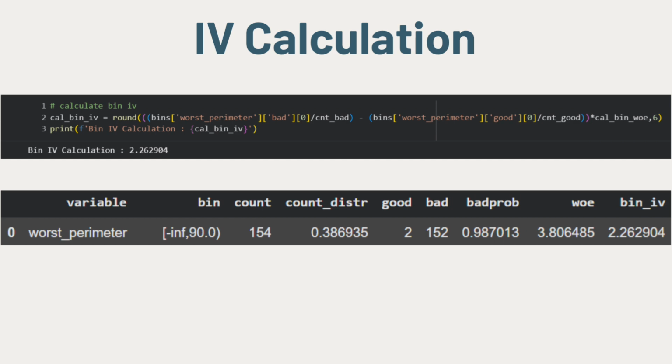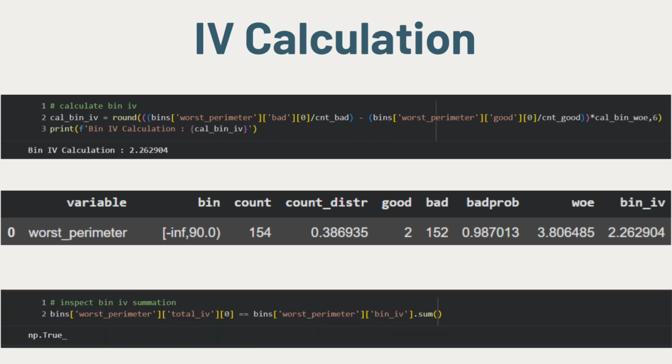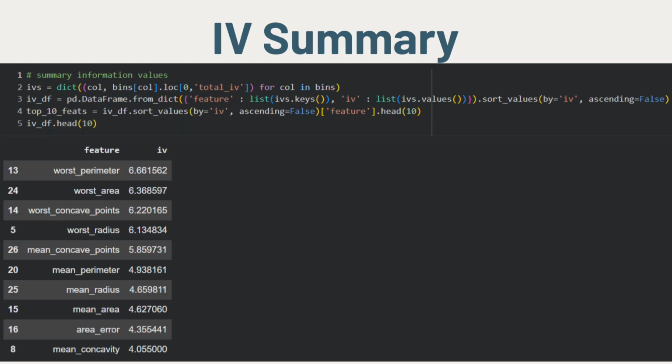To get the information value for this variable, we can sum up the bin IVs across all the bins. We can verify this by performing an equality check, and it checks out. Then, we can summarize the information values of each feature and sort them by descending order. We can look at the top 10 features that have the highest predictive power for the target variable. The feature with the strongest predictive power is the worst perimeter, and we can see that the top 4 features have close information values as well.